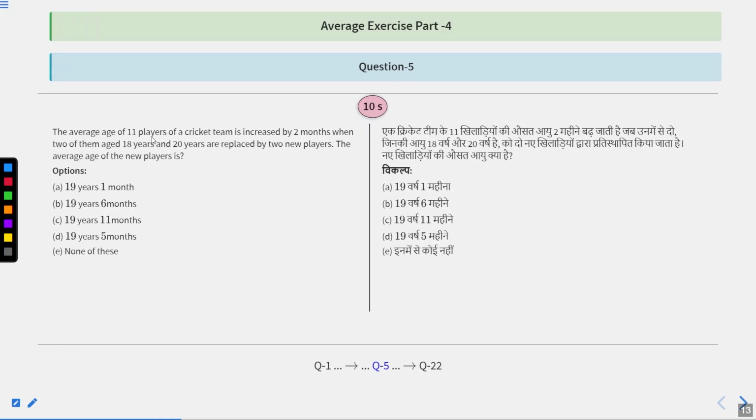The average age of 11 players of a cricket team is increased by 2 months when 2 of them, aged 18 and 20, are replaced by 2 new players. The average age of the new players is? You have 5 options and 10 seconds to analyze the question. Your time starts now.